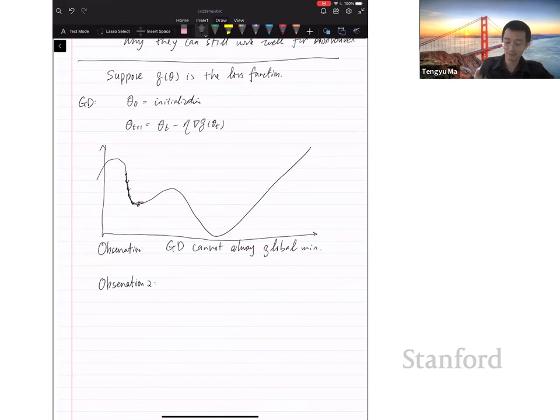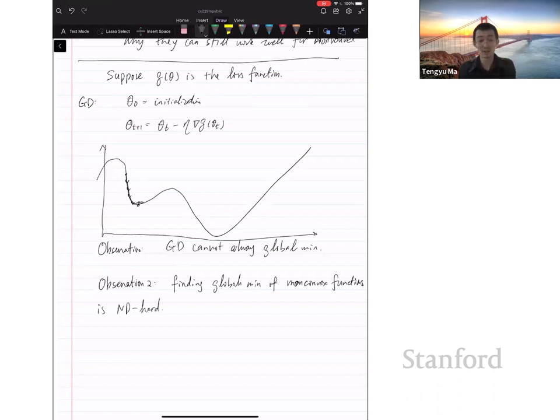Actually, this is a theorem. Finding the global minimum of general non-convex functions is NP hard.